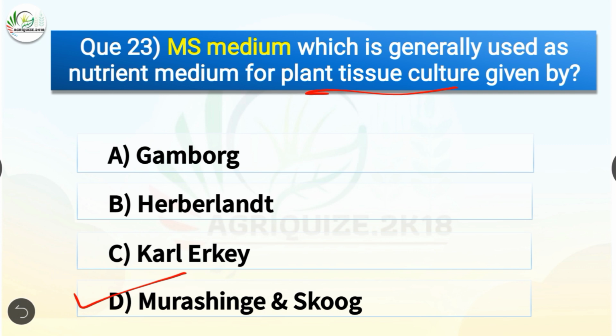So MS medium was invented by two scientists named Toshio Murashige and Folke K. Skoog in the year 1962. While the two scientists were working on the discovery of plant growth regulators, it is the most commonly used medium in the tissue culture lab.